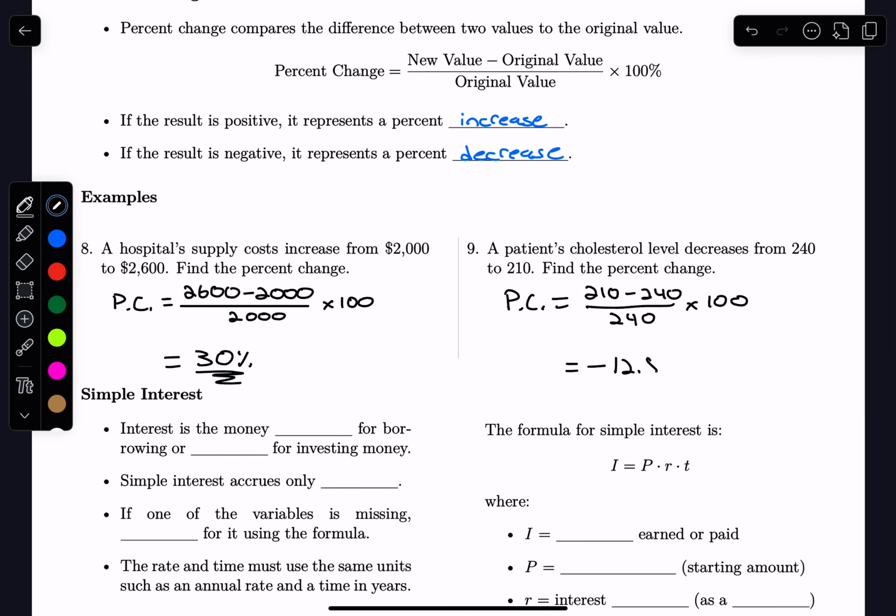So negative 12.5%. And if you wanted to not use the negative sign, you would just have to use the wording that it is a decrease. So we can either say that it's a 12.5% decrease, or we could say that the percent change is negative 12.5%. Both of those represent the same thing.